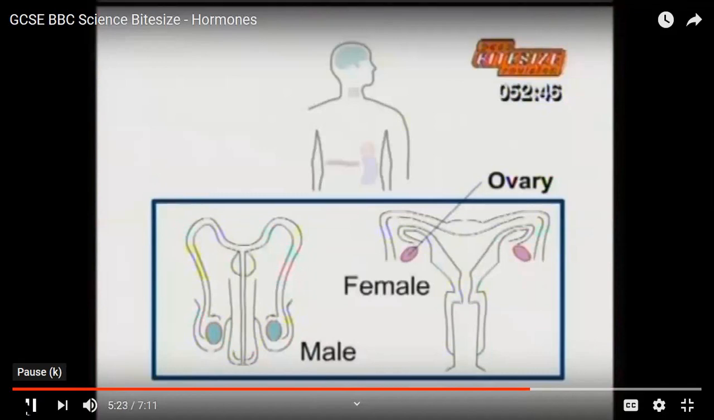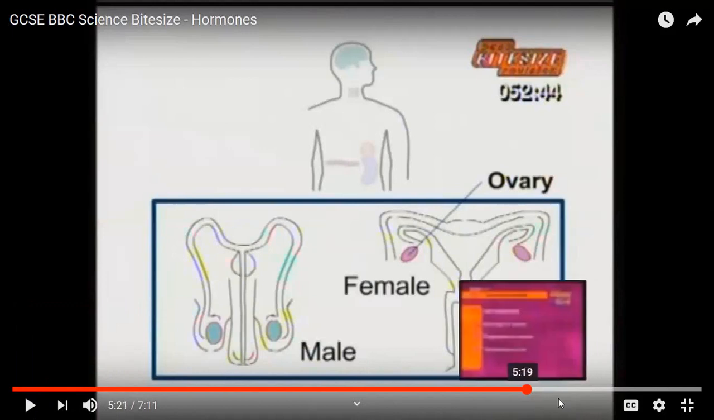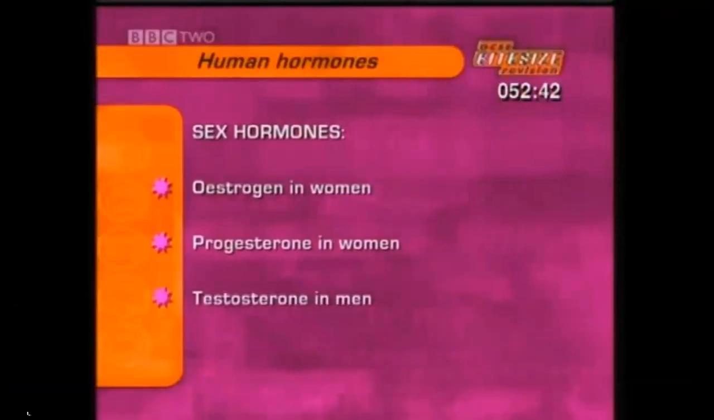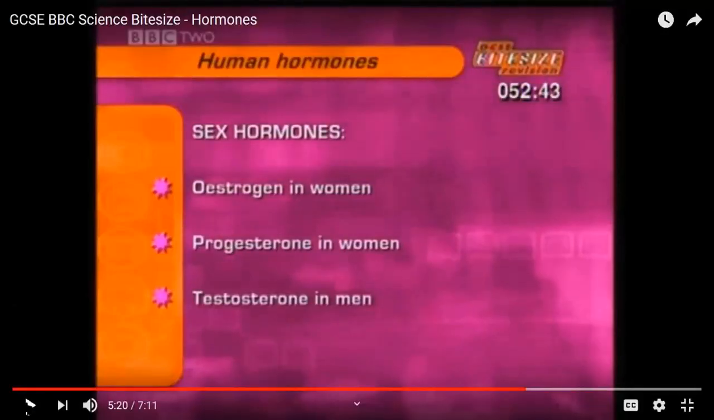The ovaries produce the female sex hormone. Some of you might have missed that, so I'm going to leave it on for another second. Estrogen in women, progesterone in women, and testosterone in men. There you go. Leave that on for 10 more seconds in case you're copying it.